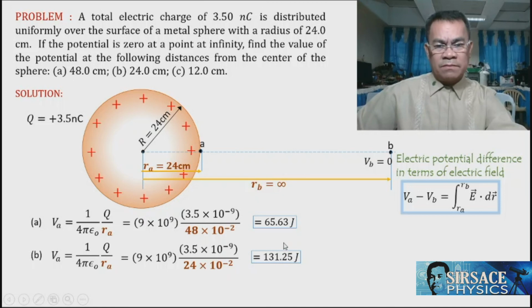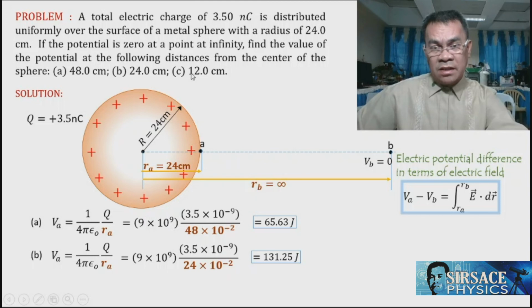131.25. Look at the result. Our point A at 48 is 65.63. Our R of 12 at the surface is 131. So this provides the largest potential, because the largest potential is at the surface.